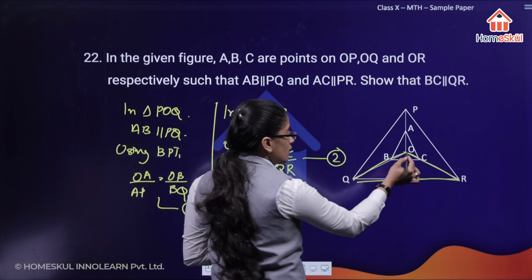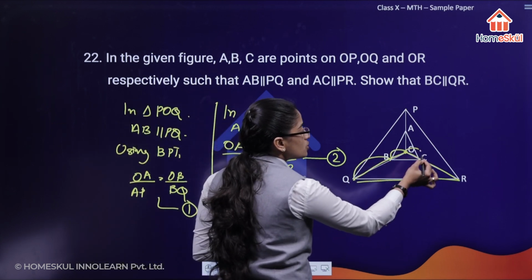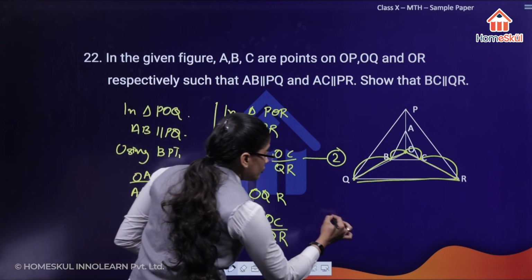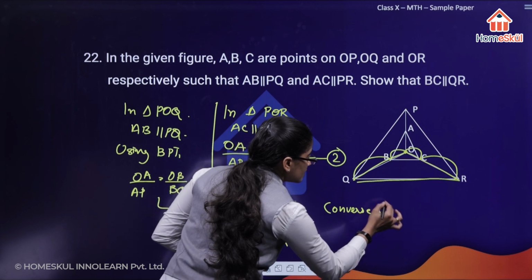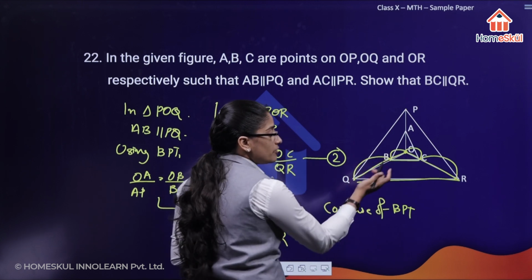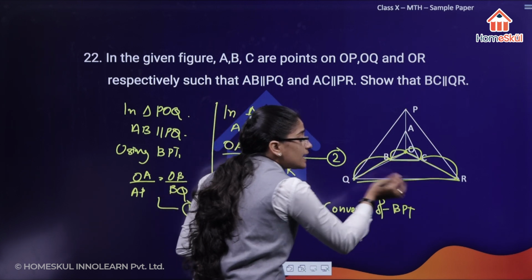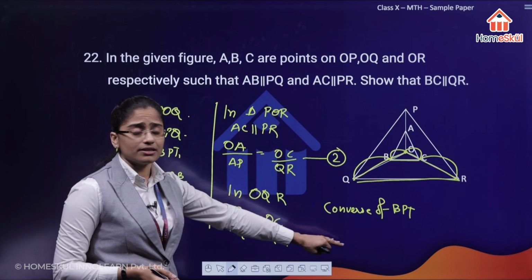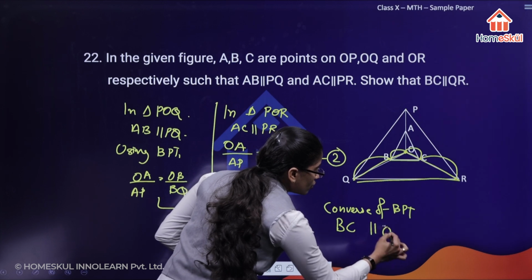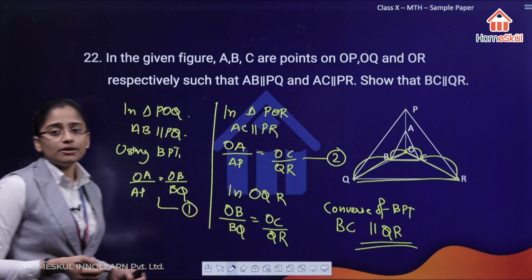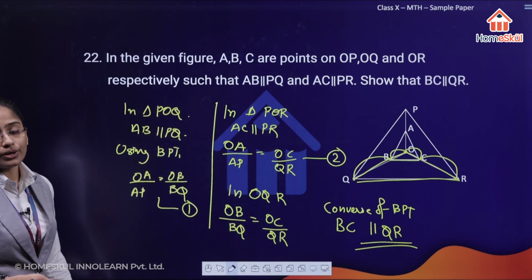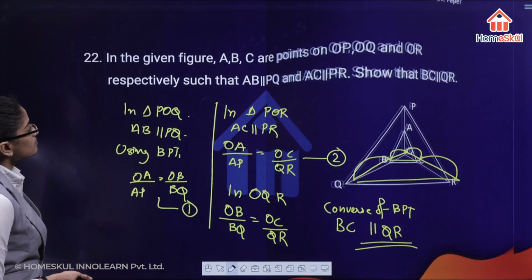In this triangle, we are getting OB by BQ is equal to OC by CR, which means here we could use the converse of BPT, isn't it? That means here a line is dividing any two sides of a triangle in the same ratio, then that line is parallel to the third side. That is the converse of BPT, isn't it? Which means we could say that BC is parallel to QR. Clear? So here we have used the converse of BPT to prove that BC is parallel to QR. Okay? Moving on to the next question.